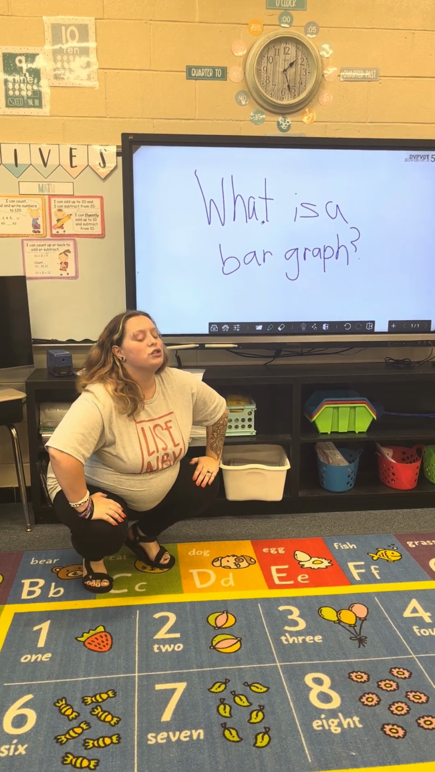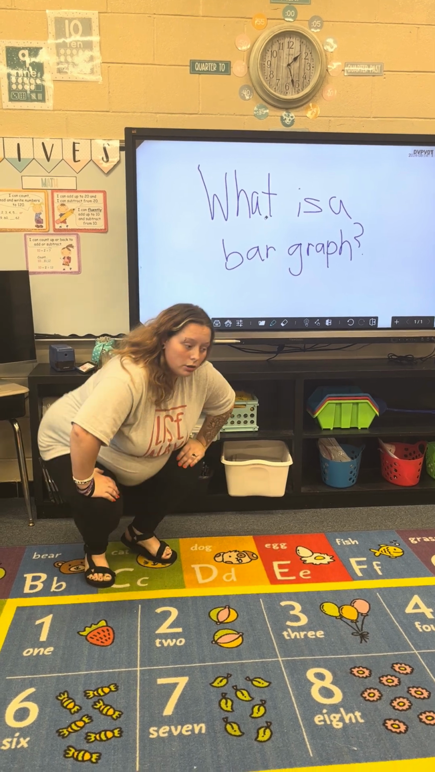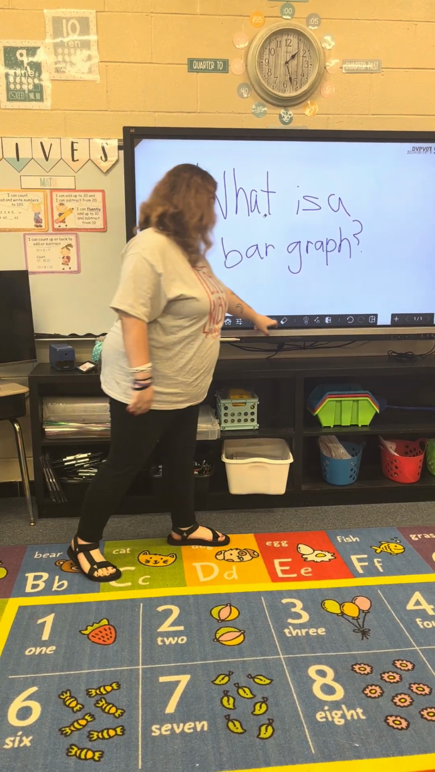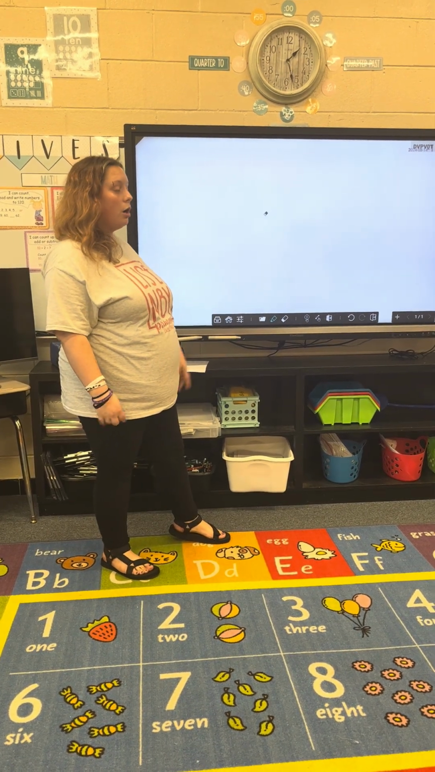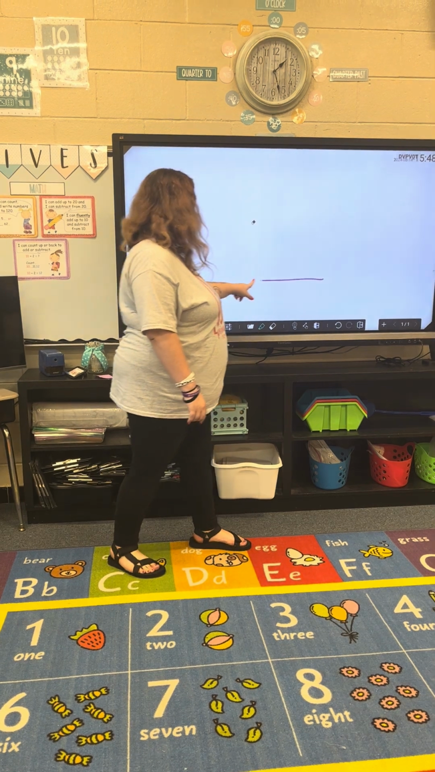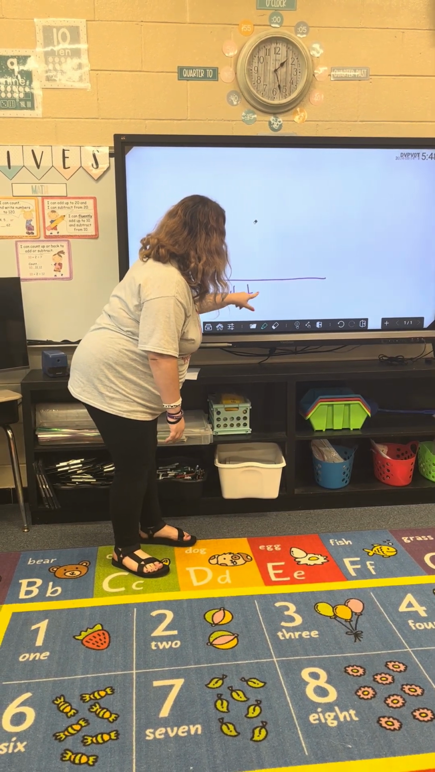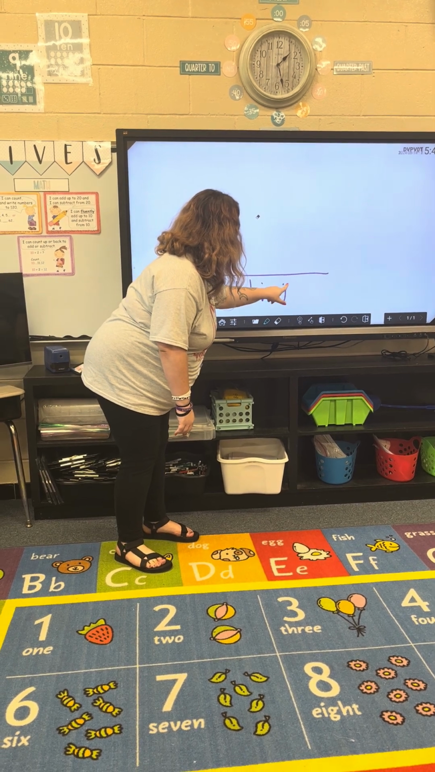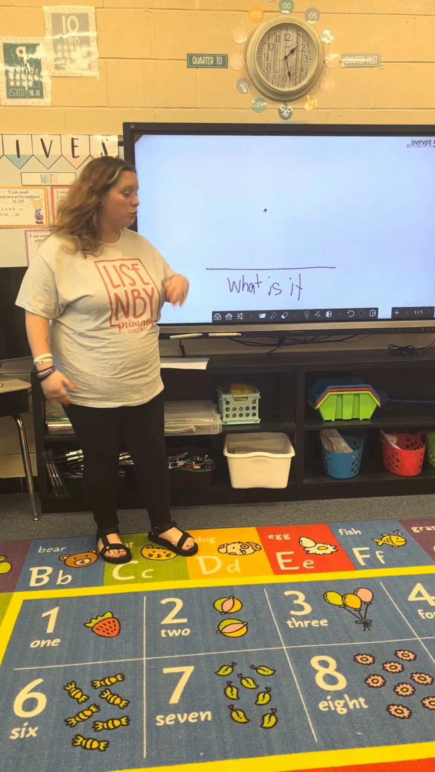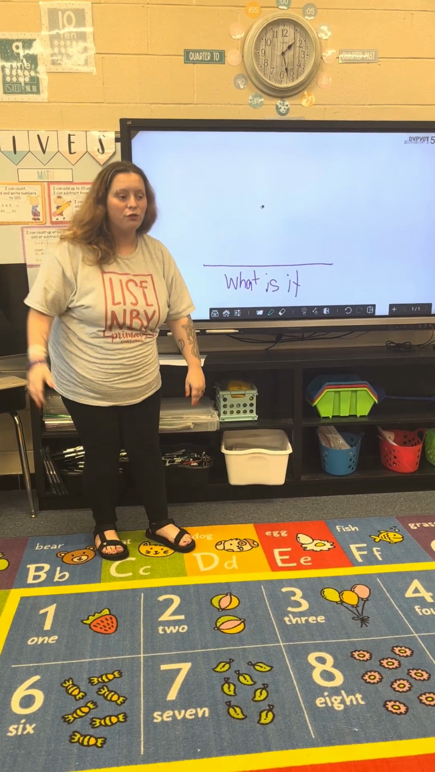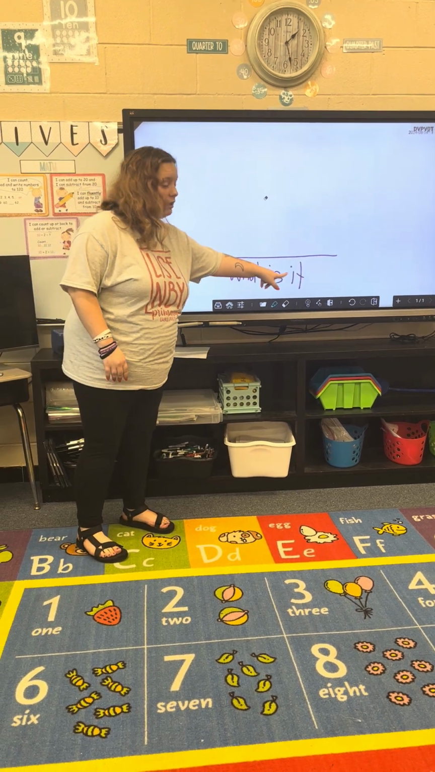All right, so let's make a bar graph. I'm going to show you what it would look like. A bar graph to begin with, you're going to have your what is it. That's going to go down here. What is it? It can be your gender, it can be your shirt color, what shoes you wear, how tall you are, your favorite colors. What are we talking about? That's going to be down here.